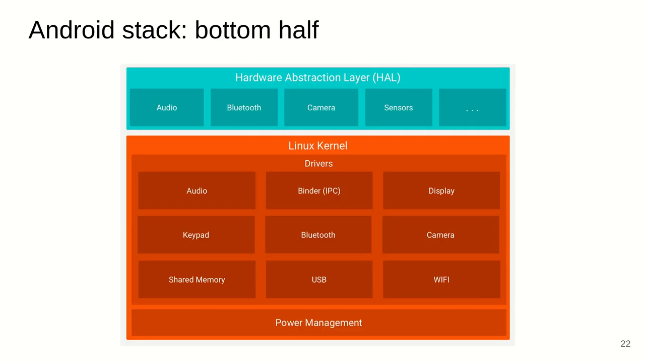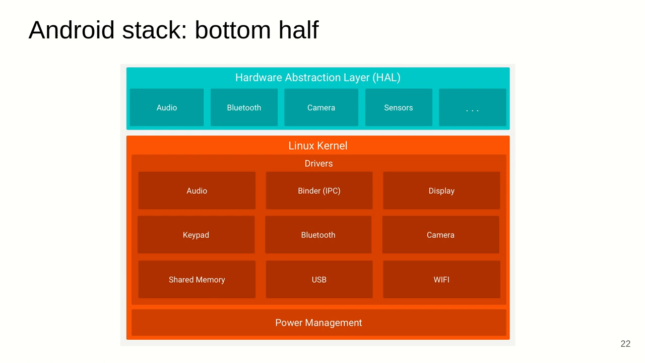So let's dive into the bottom half for a second. Android uses the Linux kernel, which is a common kernel, but changes it in a couple of interesting ways. It comes with a different kind of power management that's a bit more aggressive, and Google's implementation of IPC, namely the binder API, which allows applications to communicate with each other through messages as supported by the Linux kernel.